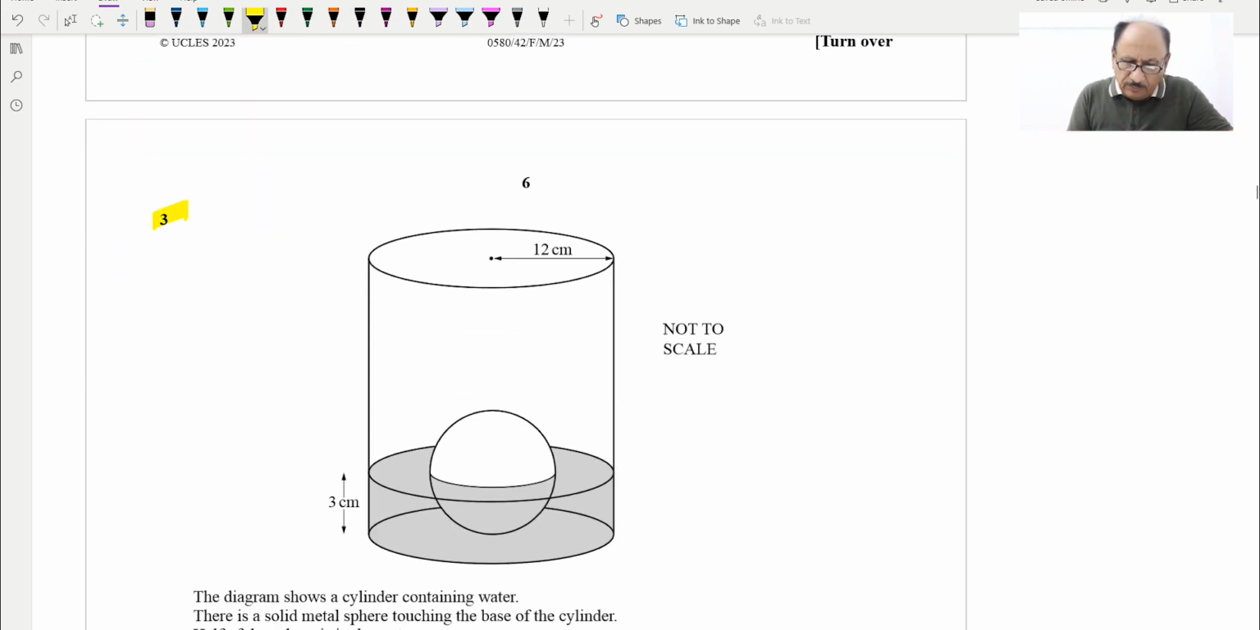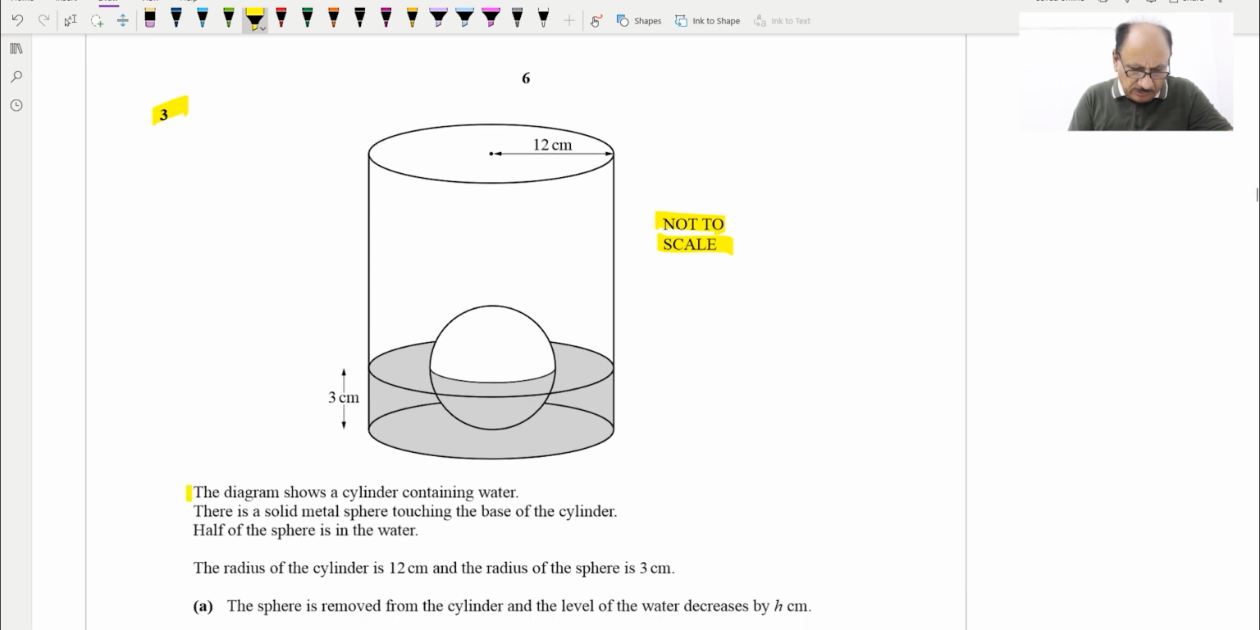Question number 3, diagram is given, which is not to scale, and let us go to the question. The diagram shows a cylinder containing water. There is a solid metal sphere touching the base of the cylinder. Half of the sphere is in water. The radius of the cylinder is 12, so this length is 12 centimeters, and the radius of the sphere is 3. Radius of the sphere is like this one, which is 3 centimeters.